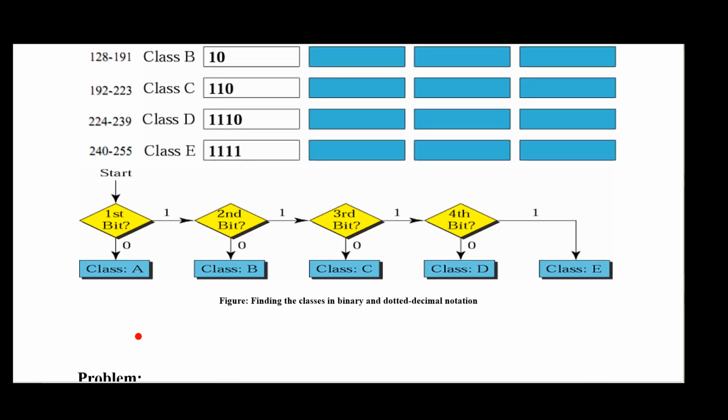Here a flow chart is shown. You can see that if the first bit is 0, then it is class A. If the first bit is 1 and the second bit is 0, then class B. If the first bit is 1, the second bit is 1, and the third bit is 0, class C. If the first three bits are 1 and the fourth bit is 0, then class D. If the first, second, third, and fourth bits are all 1, class E.